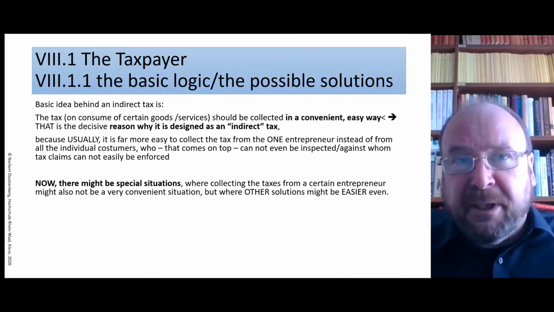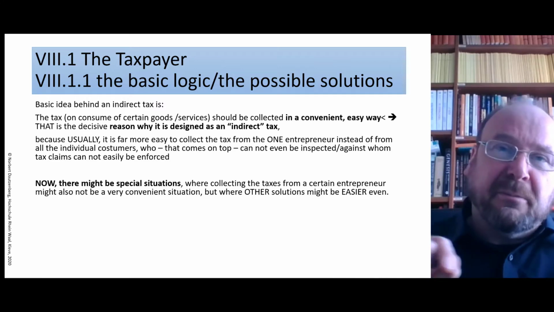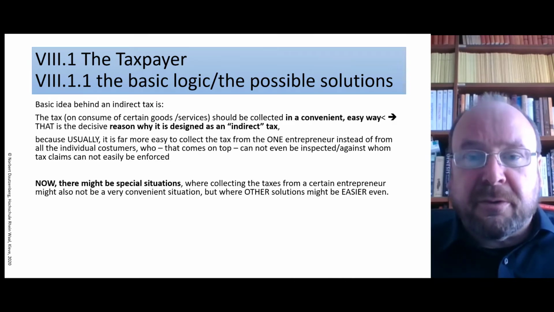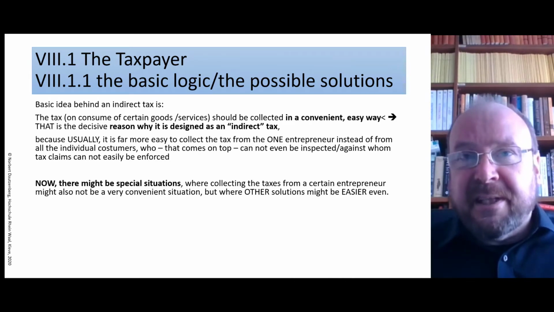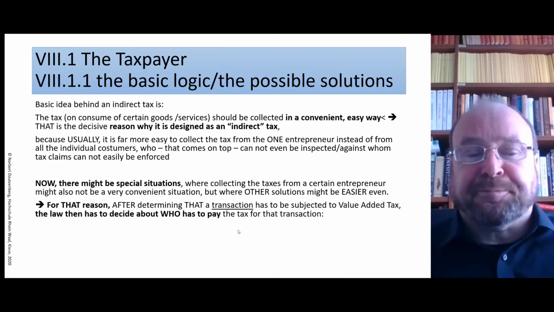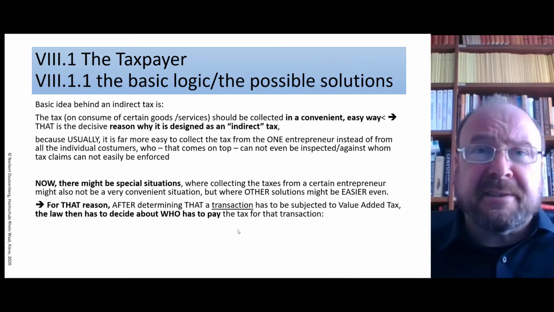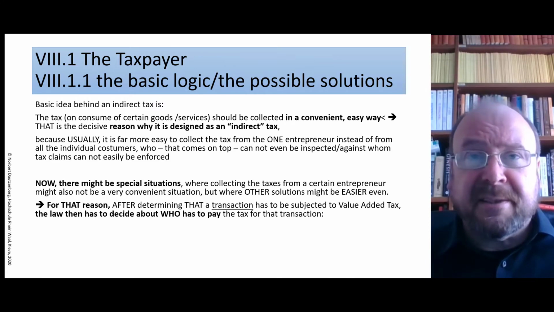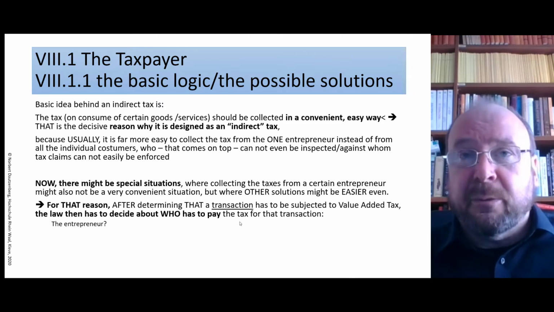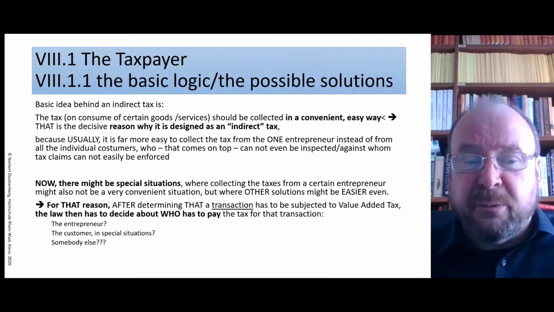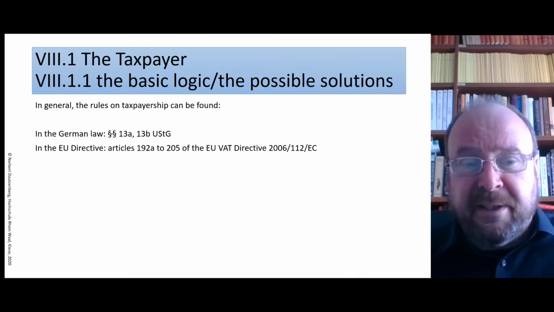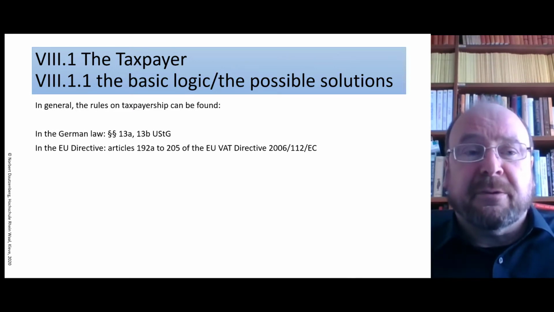Now, there might be special situations where it could be more convenient to address, let's say, the customer or a third person and ask them to take care of paying the tax. So, for that reason, the law has to explicitly regulate who has to pay the tax for which transaction, under which circumstances. Will it be the entrepreneur? Will it be the customer? Will it be somebody else? These questions have to be regulated clearly, because otherwise you have a big confusion.